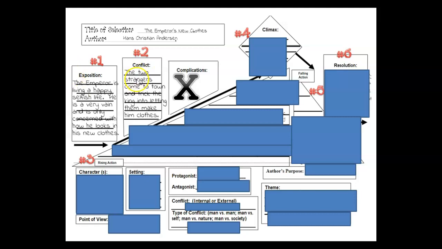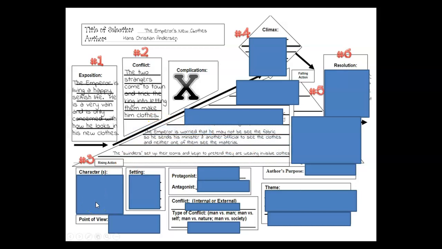And so once we see the conflict, then we can begin the rising action, which is going to lead to our climax. Everything that we put in the plot diagram in the rising action has to stem from this problem about the strangers, the swindlers, as they trick the king, the emperor. So the first thing we notice, the swindlers set up their looms and begin to pretend that they're weaving invisible clothes. Now remember, we know they're invisible, but no one else does. The swindlers know that, but no one else does.